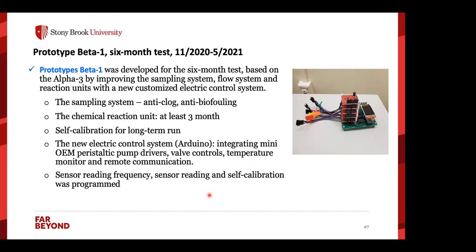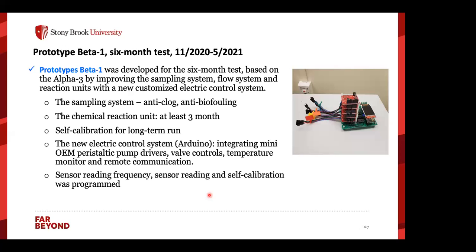We added a backflush feature for this 6 month test, and made sure any plastic part or rubber tubing the wastewater flows through is cleaned by an acid or a strong alkaline solution, so that no biofilm forms in my sensor system. In the sensor system, the flow tubing I use is very thin, less than 1 millimeter, so it's very easy to clog. I can make sure for the long term, for example a 3 month test, that no particles accumulate in the tubing.